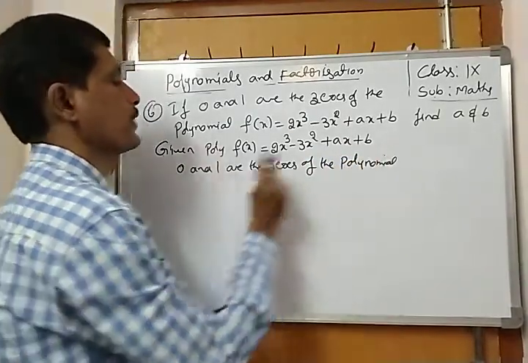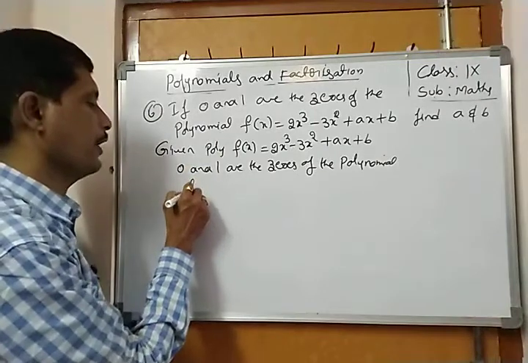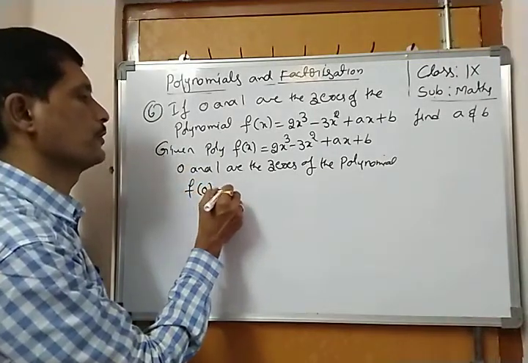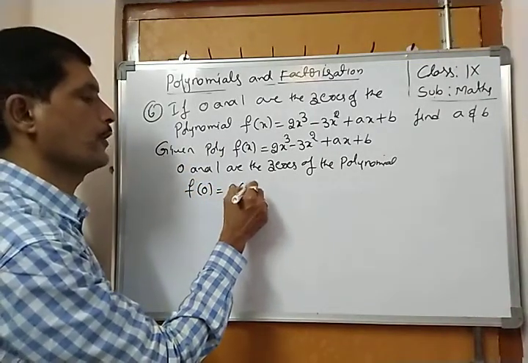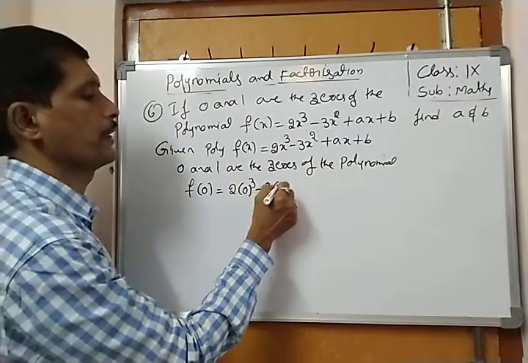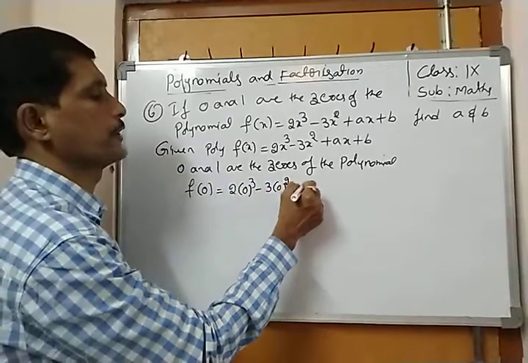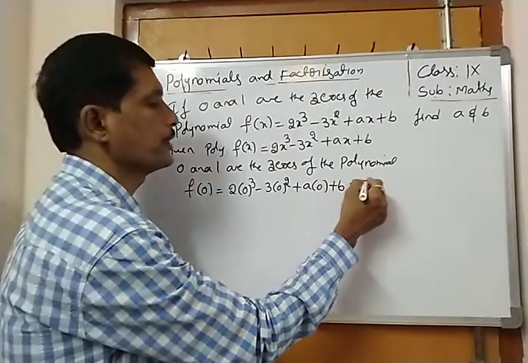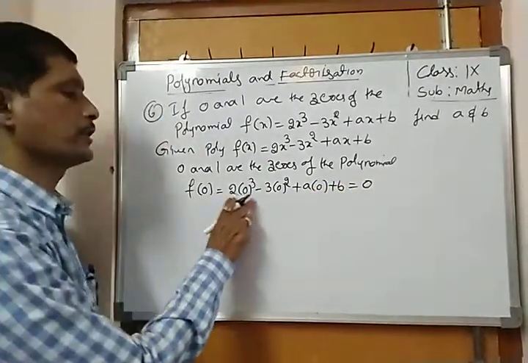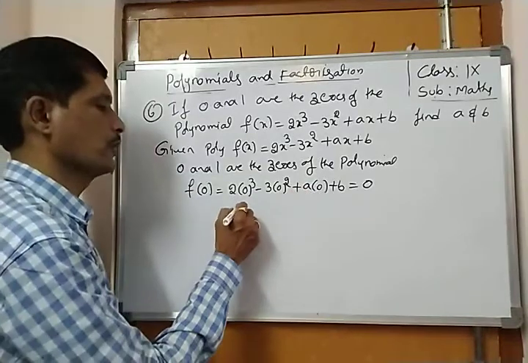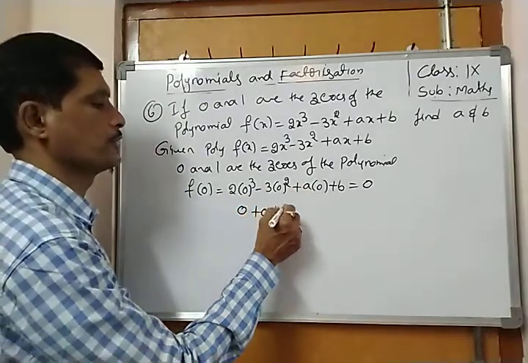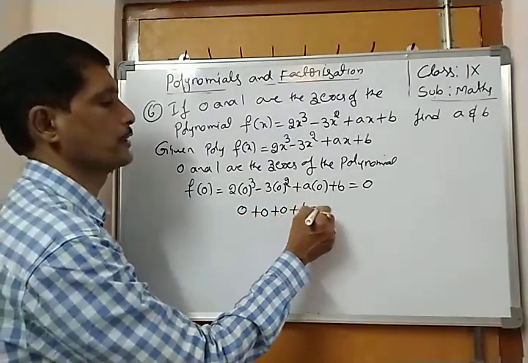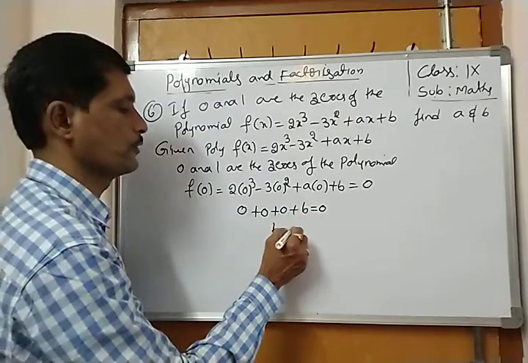Here, the zeros of the polynomial, first substitute the 0, therefore f of 0 equal to 2 into 0 whole cube minus 3 into 0 whole square plus a into 0 plus b. Here equal to how much, that is 0 only. This is 0, this is 0, this is 0, total 0 plus 0 plus 0 plus b equal to 0, total b equal to 0.